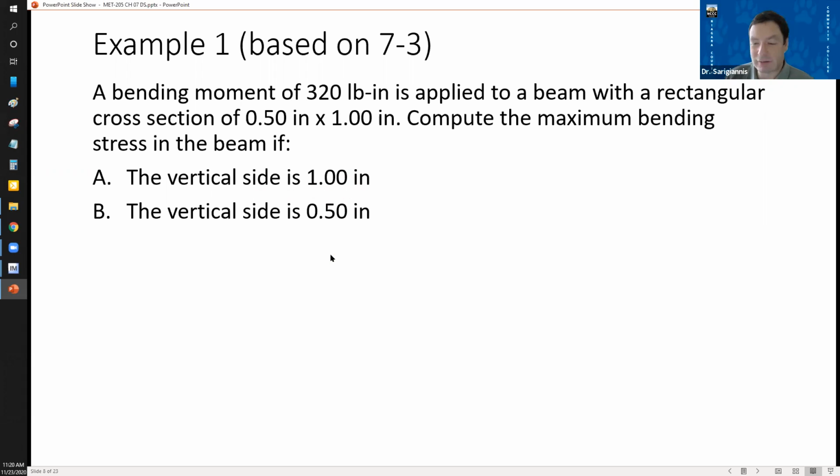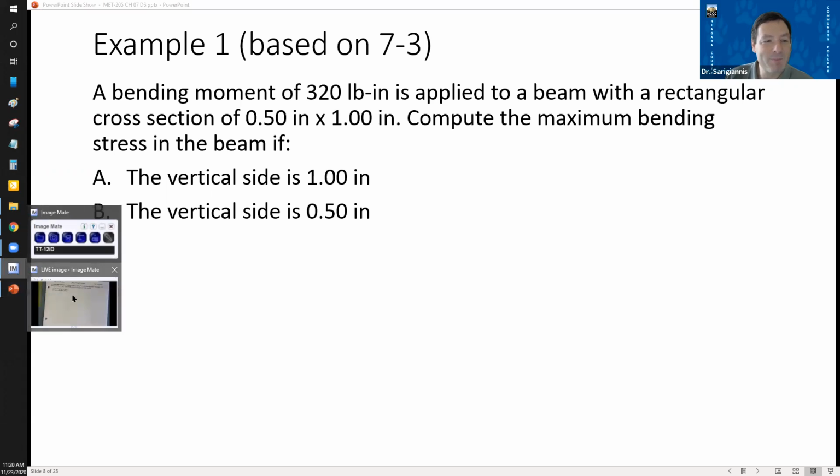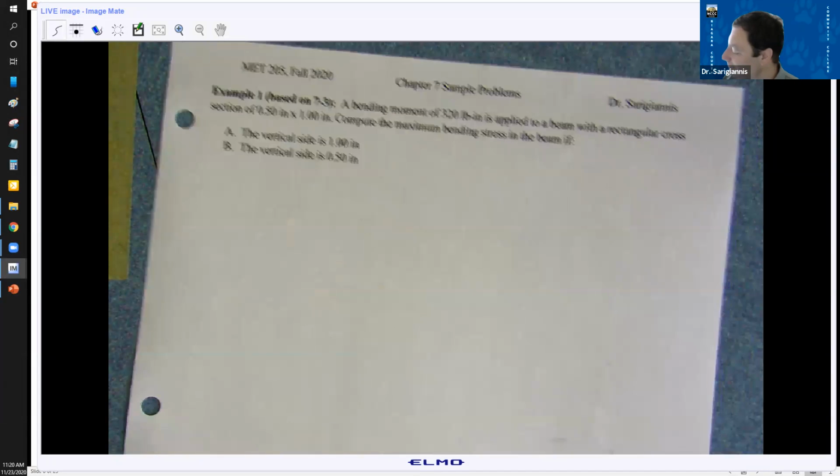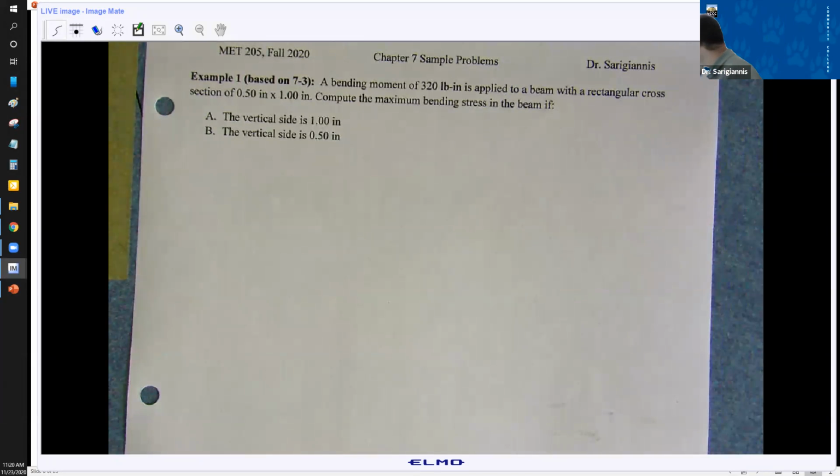So let's look at this example problem here. Oh, that's weird. It took a screenshot. All right, there we go. Yeah, the camera freezes for some reason occasionally. It's my red pen.